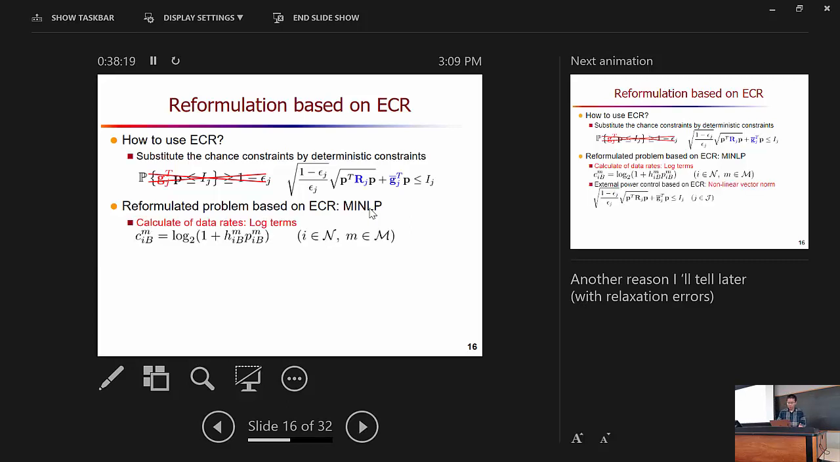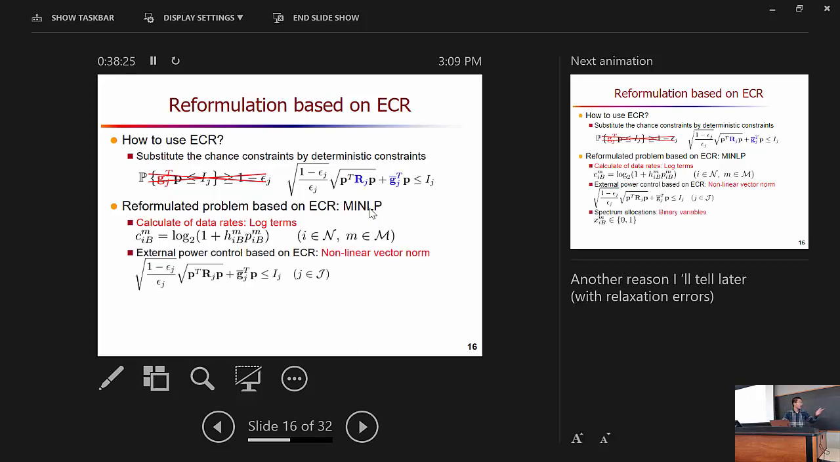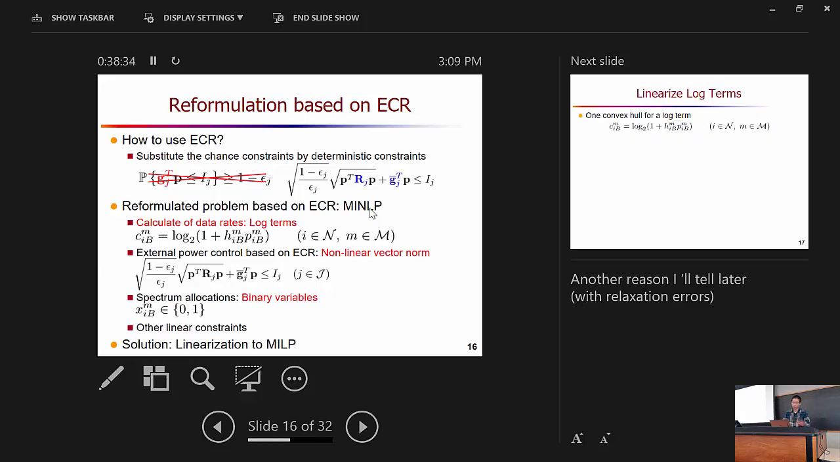After that, we will have a mixed integer nonlinear programming problem. For our problem, you have a data rate log term, and you derive power control from the ECR, and you also have integer variables to do scheduling. There are some other constraints, but they don't matter; they are just linear constraints. Solving this will take a really long time because you have nonlinear terms and integers.